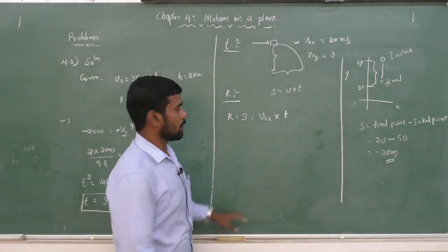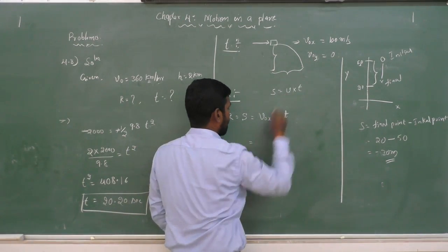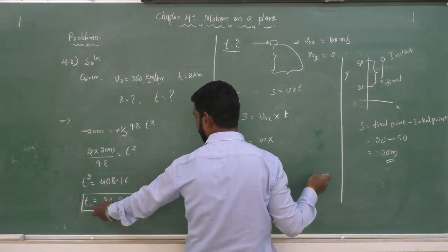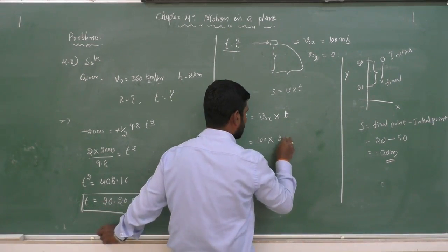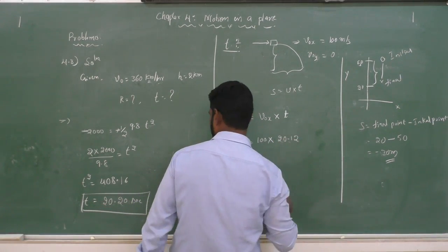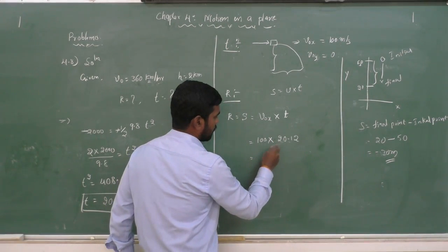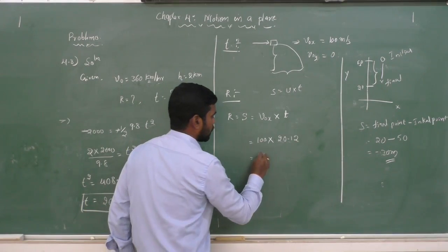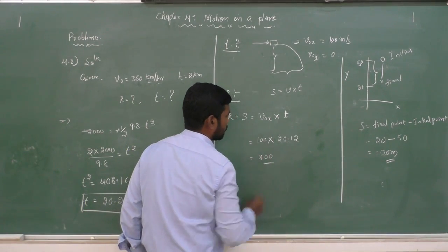What is that horizontal velocity? It is 100, into time. What is that time? The time we just found out, 20.12 seconds. So how much is it? 200. Is it right? Almost 200.